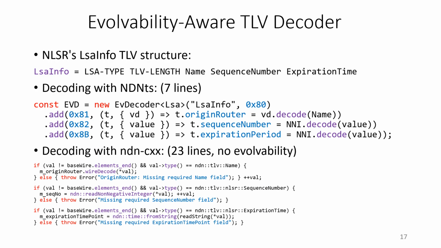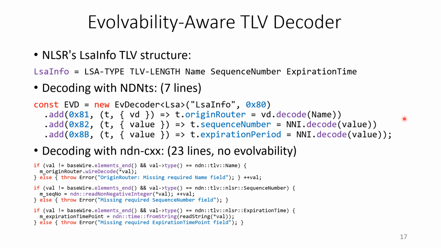As I mentioned, the Evolvability-Aware TLV Decoder makes it a lot simpler to write applications that deal with TLV structures. As a simple example, NLSR has a LSA-info structure. It has the TLV type, TLV length, a name, a sequence number element, and an expiration time element. With NDNts, you can decode this structure in just 7 lines. I'm only showing 4 lines.